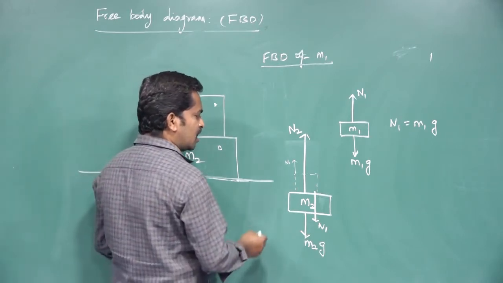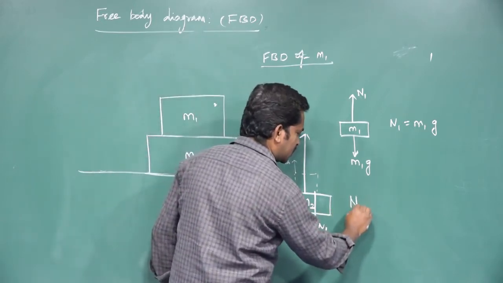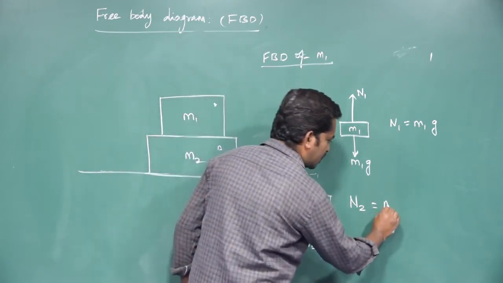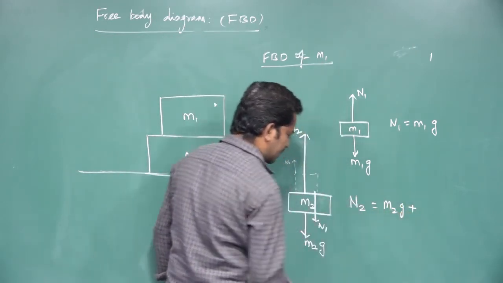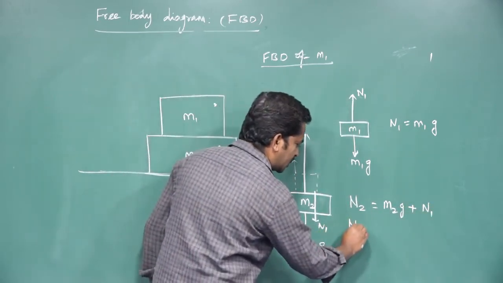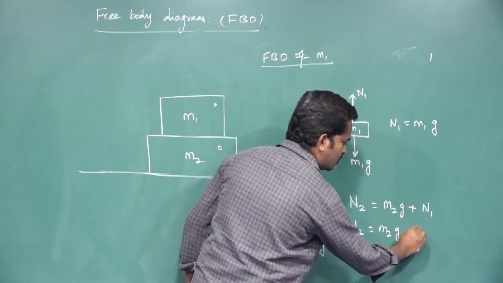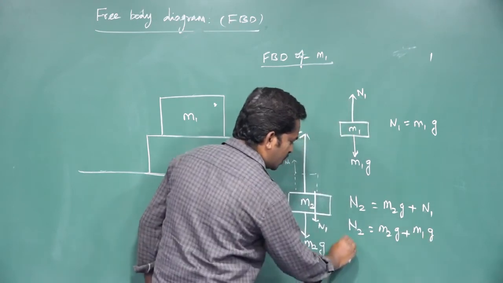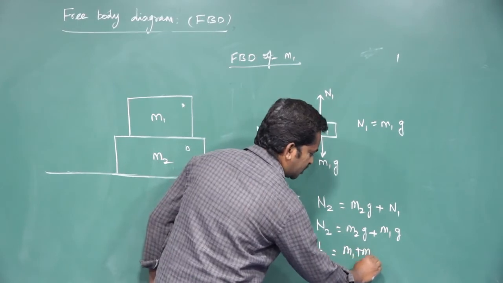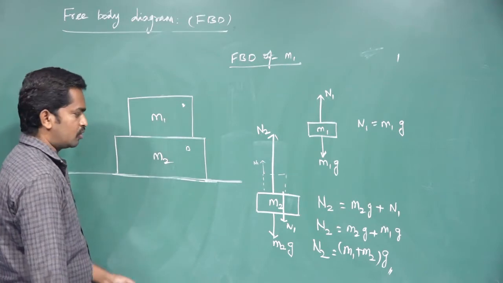So here, what is the net force acting on the object? I want to calculate the normal force. The normal force n2 is equal to the downward force, which is m2g plus n1. So n2 is equal to m2g plus n1, where n1 is equal to m1g. So the normal force n2 is equal to m1 plus m2 of g. This is the net normal force acting on the object.